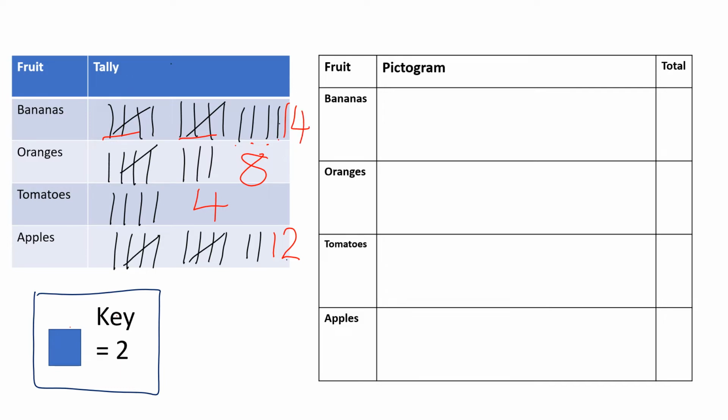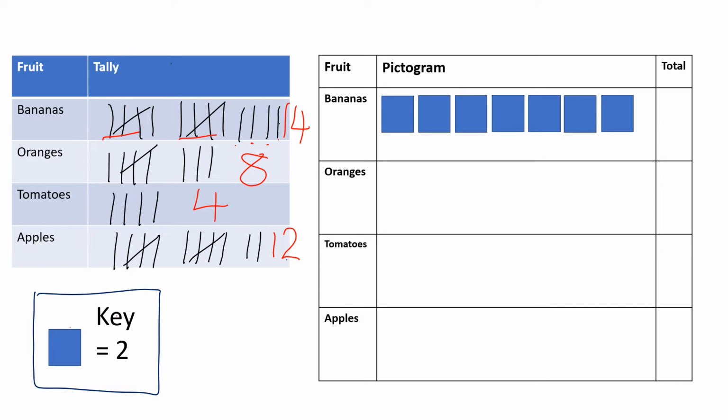So the pictogram looks like this. Now if you notice, it's sort of in groups of bananas, oranges, tomatoes and apples. Now the key says that each square equals 2. So will we need 14 squares? Well, no, we won't need 14 squares. So what we have to do is make sure that each square represents 2. So if I bring up the squares, I've put these in, so each one is worth 2.